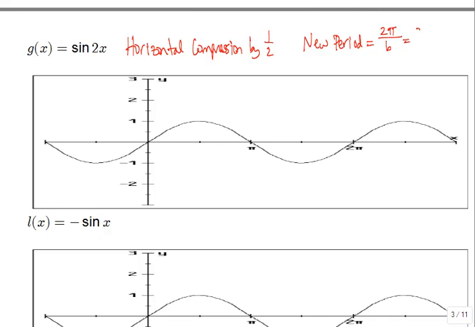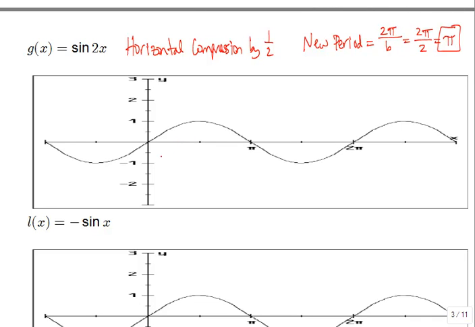And that means we're going to take 2 pi and divide it by 2, since that's what b is, and that makes the new period equal to pi. Now that's important, and it should make sense in the fact that we have a horizontal compression by a half. So instead of having your normal period from 0 all the way to 2 pi, we're compressing that horizontally. So now we're going to complete that whole cycle in half the width. So now we're only going to go from 0 up to pi and finish that normal cycle.